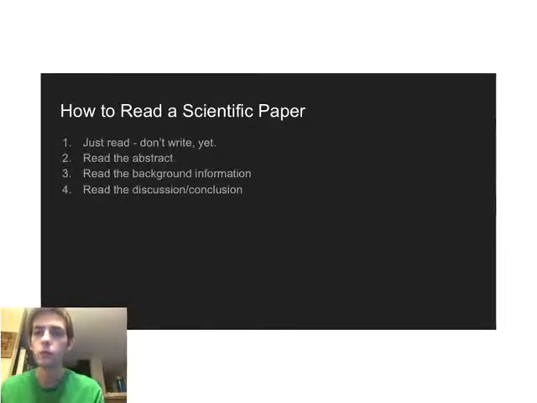So I quickly want to go over how you read a scientific paper. What you need to do is, first of all, just read and don't write yet. So the first time you read a scientific paper, don't start taking notes and highlighting and typing and all of those things. Just read. There are several studies showing that when you're writing and reading, you're actually not retaining most of what you read. That's especially true with these scientific articles. It took me 3-4 years to learn how to do this. So don't write, just read.